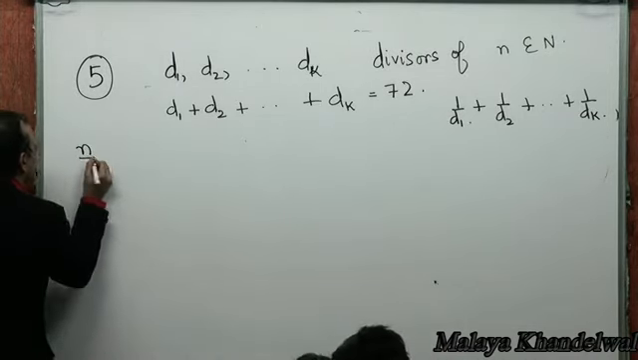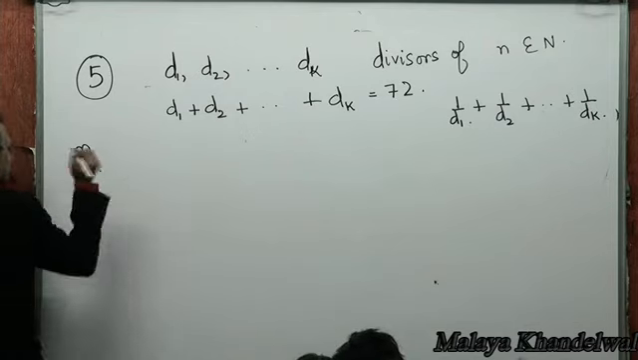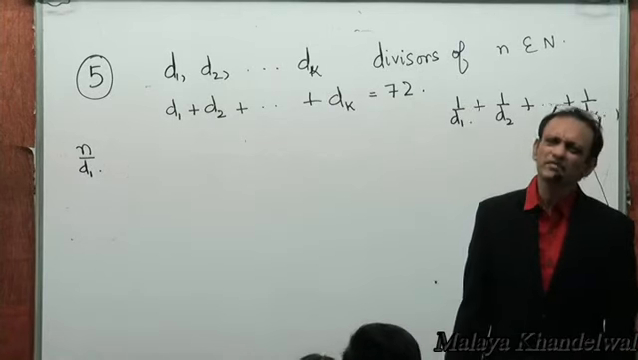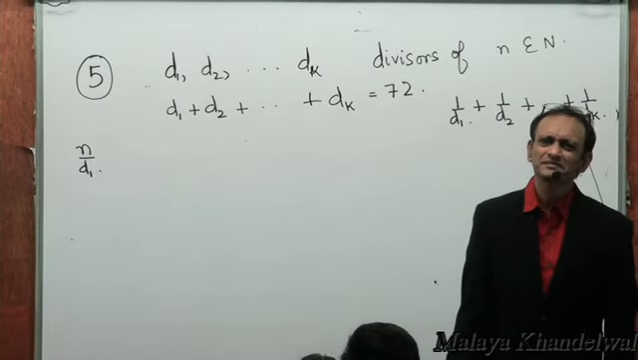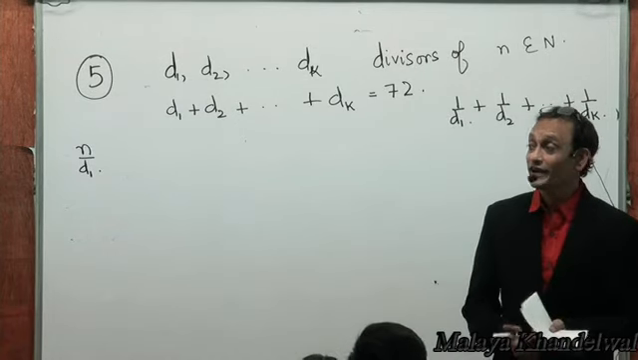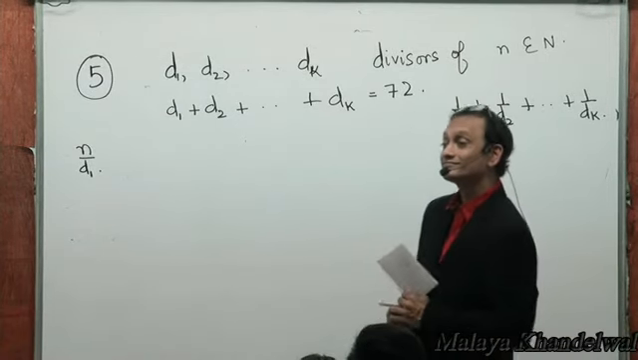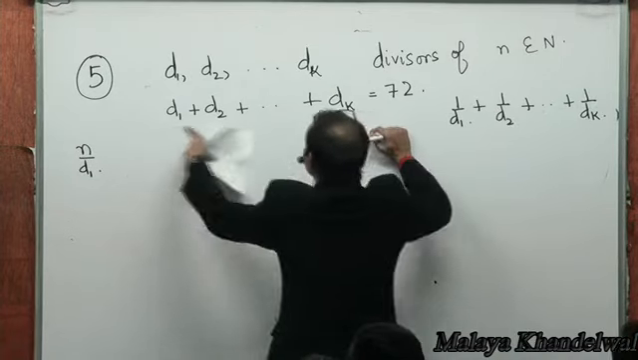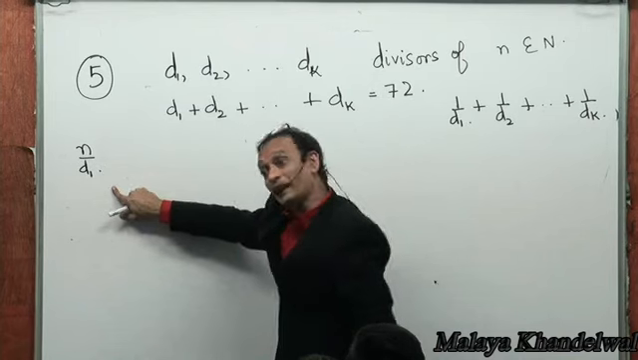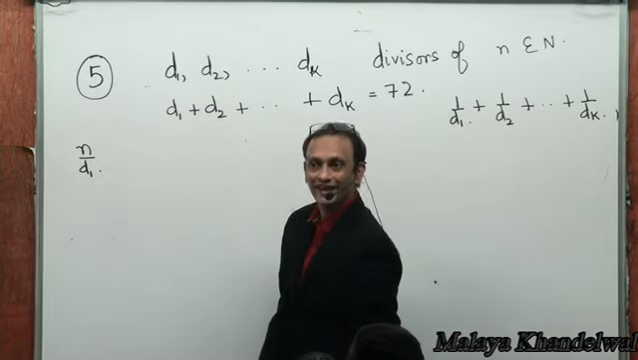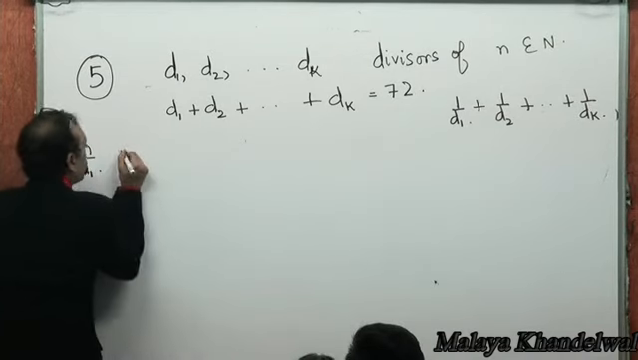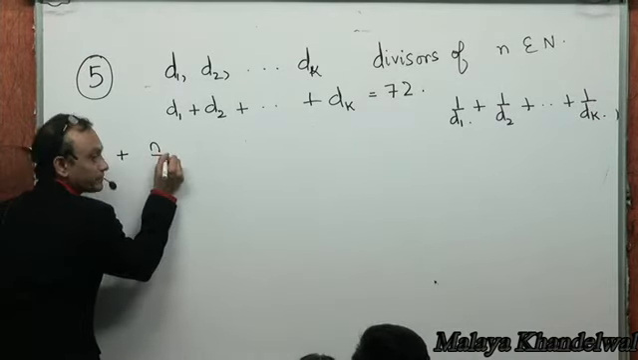If D1 is a divisor of n, then is n by D1 also a divisor of n? N by D1 will also be a divisor of n, yes or no? And it will match some Di. N by D1 will also be a divisor of n. N by D2 will also be a divisor of n.